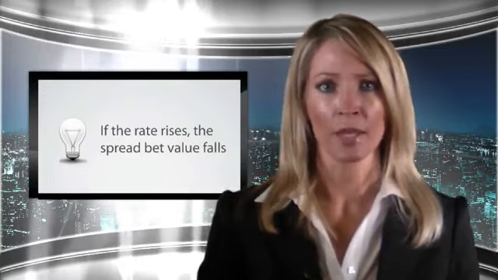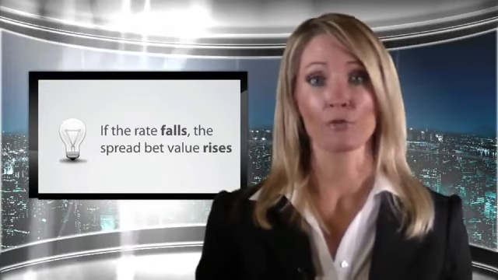For example, if the March interest rate is 8%, then the contract price will be 100 minus 8, which is 92. It'll be quoted as 9200. If the March rate rises to 8.3%, then the contract price will fall to 100 minus 8.3, which is 91.7. It'll be quoted as 9170. So if the rate rises, then the spread bet value falls. If the rate falls, then the spread bet value rises.